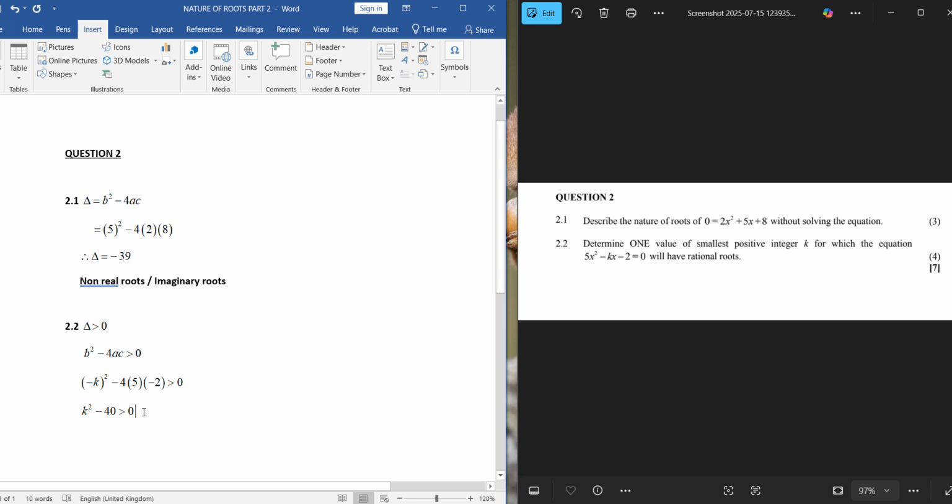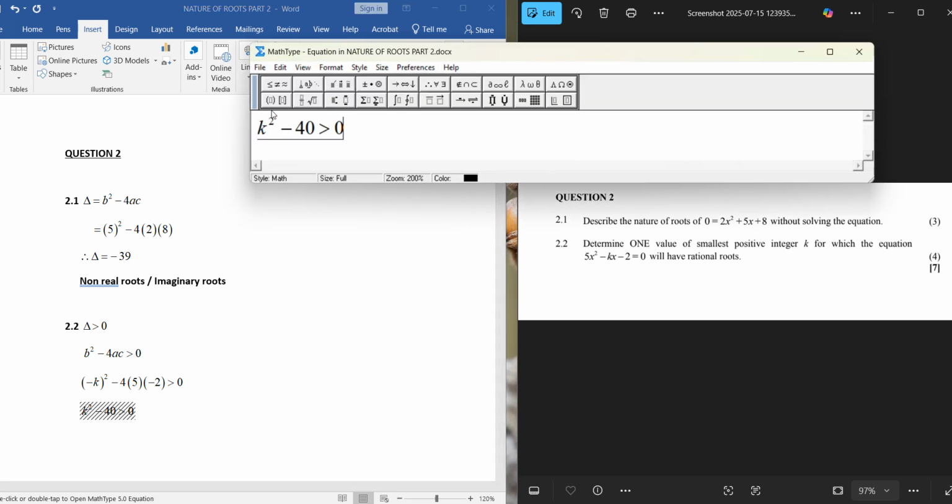Then from here, remember, we are looking for the value of k. It says one value of the smallest positive integer. That is going to give us rational roots. Remember, you can't solve for k here, because of this negative before the 4. If you punch the whole thing into the calculator, you get a positive 40.